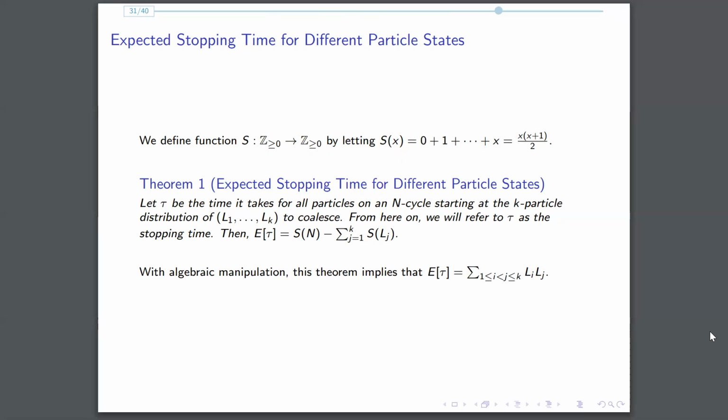Then, the expected value of the stopping time, E[tau], is S(n) minus the sum of all the S(Lj)s. With algebraic manipulation, this theorem implies that the expected value of the stopping time is just the sum of all products of distinct Li's and Lj's.